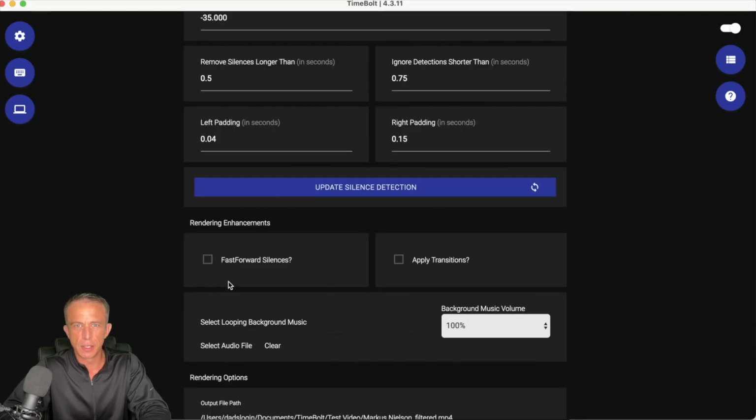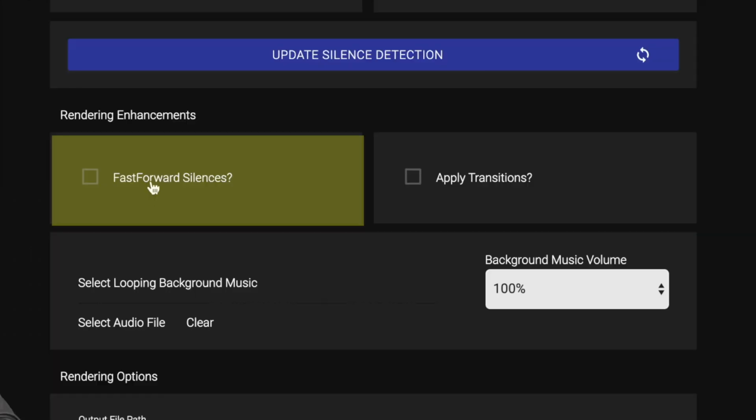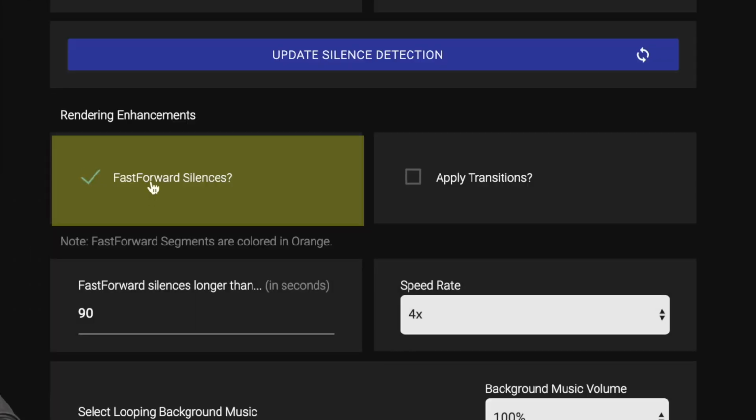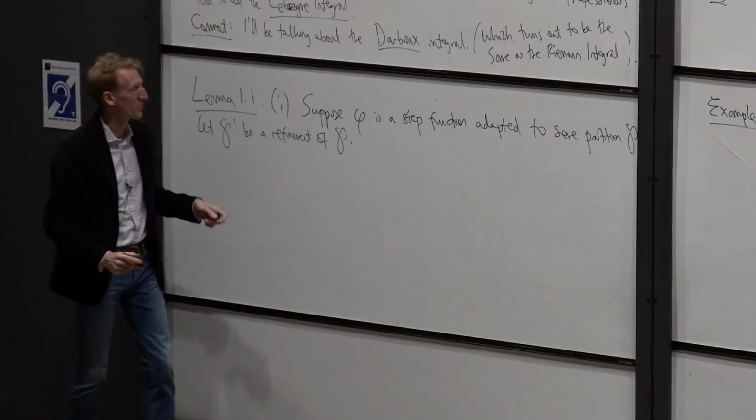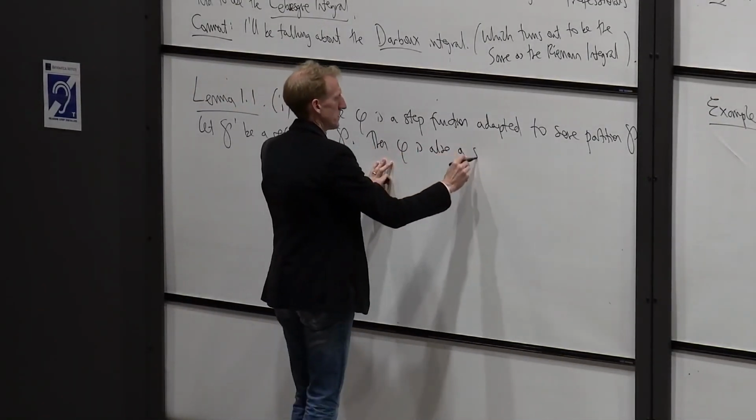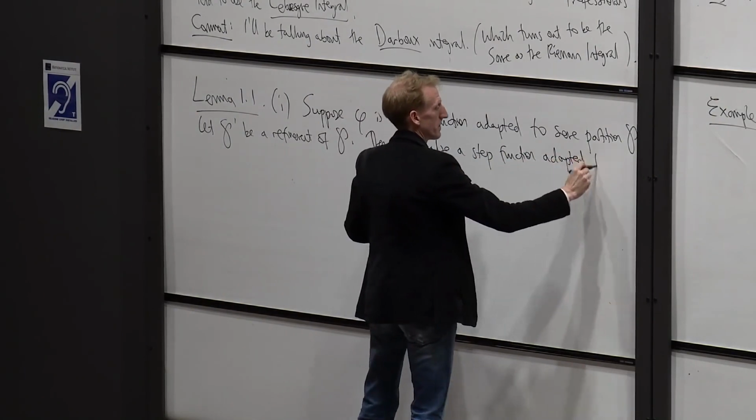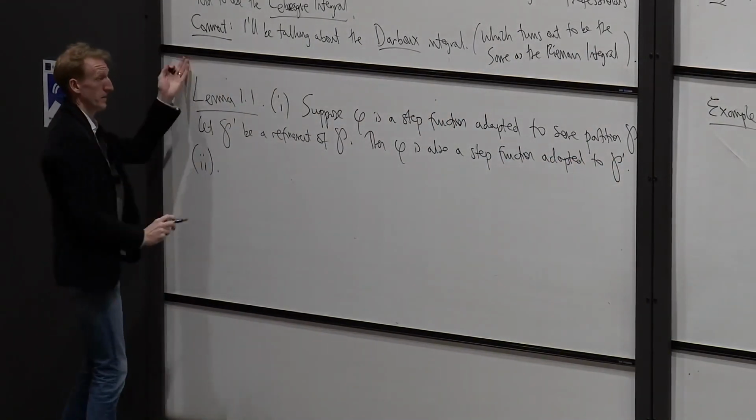Now if you're rendering video inside TimeBolt, you can do a number of rendering enhancements. First is fast forward silences, where you actually speed up moments of silence. I put fast forward silences to anything over 90 seconds, increase it by 4x.